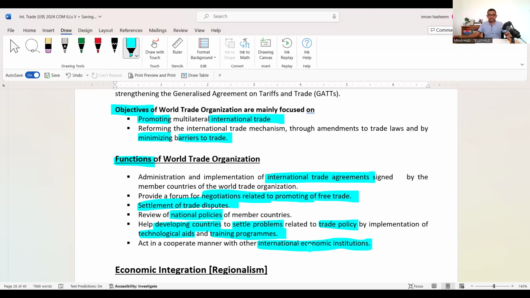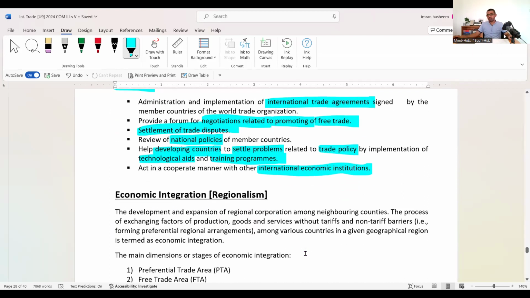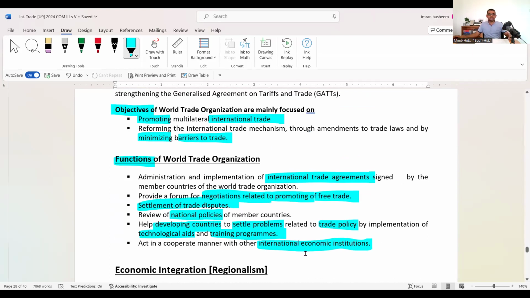So have a basic idea about the objectives and functions of the WTO. At least read it once or twice so that something goes to your head, and especially if it's an MCQ, you can pick a correct answer. WTO has nothing to do with international finance. WTO has nothing to do with foreign exchange rates. WTO has nothing to do with debt restructuring and all that. WTO is not a development agency. They're not trying to create growth development in a country. They are purely about international trade, promoting international trade and minimizing barriers for international trade.